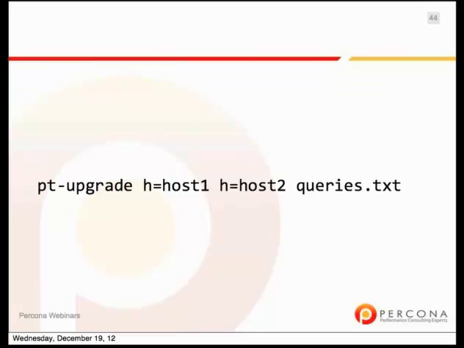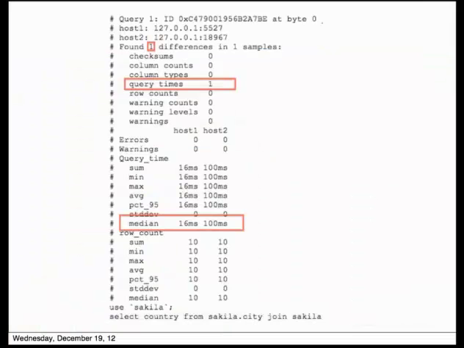Here's a query example. Like I said, you just pass it a list of queries and 2 or more hosts to connect to, and it will run the queries against each host and will tell you the results. Here's an example from our report. I have highlighted the differences. In this case, you can see that the difference is in query response time. And it's actually an interesting difference.